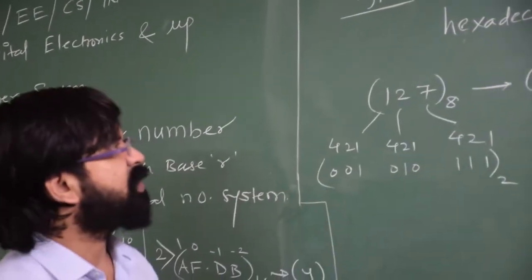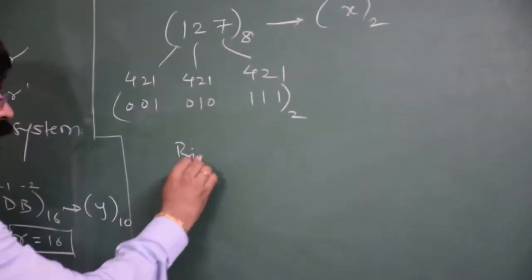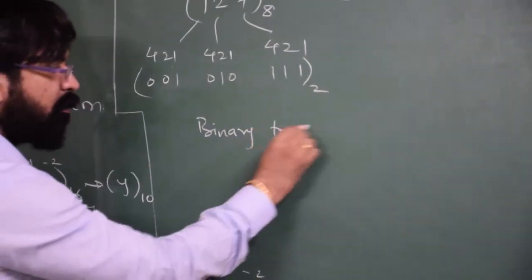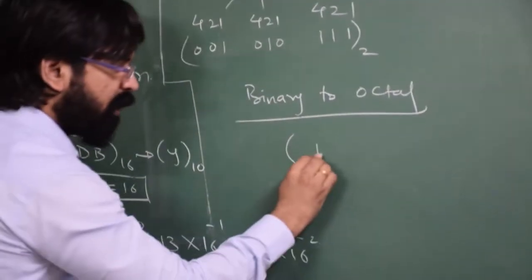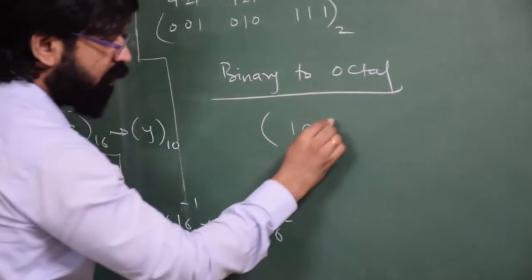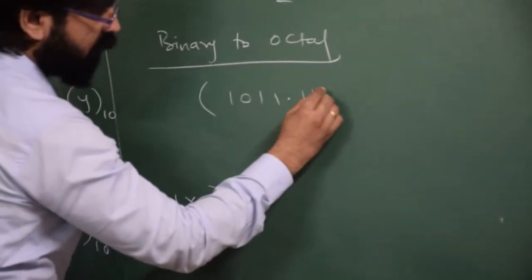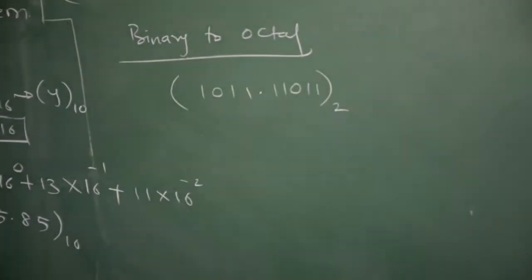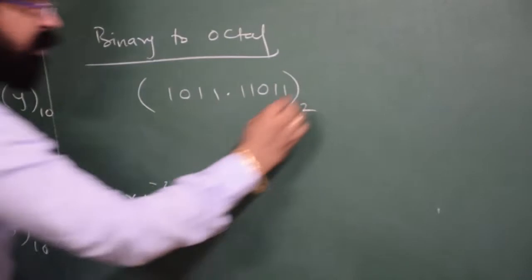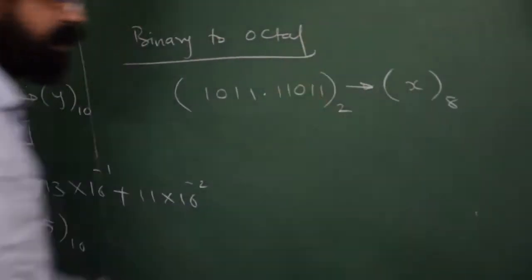We will go vice versa. If I have to go from binary to octal, we will see binary to octal now. So in binary, let's say we have been given the combination 1011.11011 having base as 2. So now this is a binary number given to us. I have to convert this into a number system having base as 8.